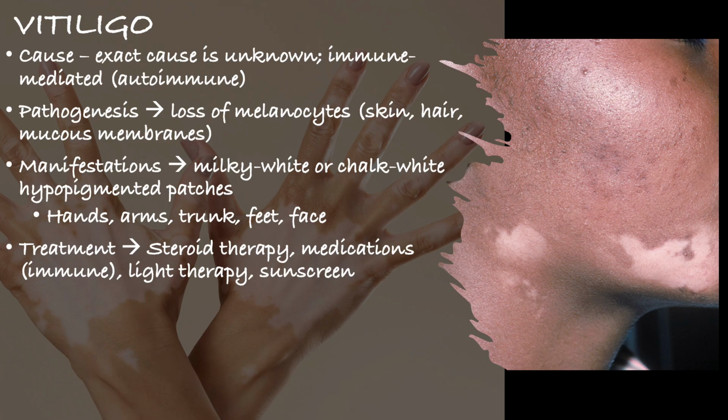So vitiligo, I don't know, maybe it's me, but I feel like I'm seeing vitiligo a lot more than before. The exact cause is unknown, but obviously it's immune mediated, meaning autoimmune. Their immune system is attacking their melanocytes. We don't know why.